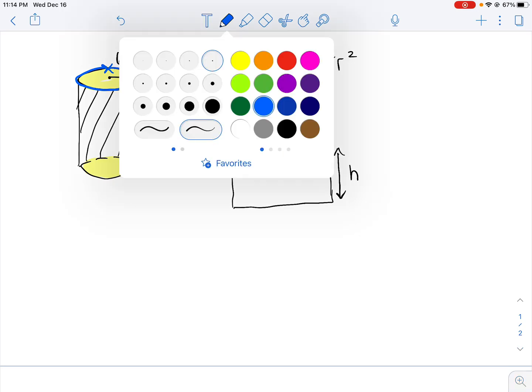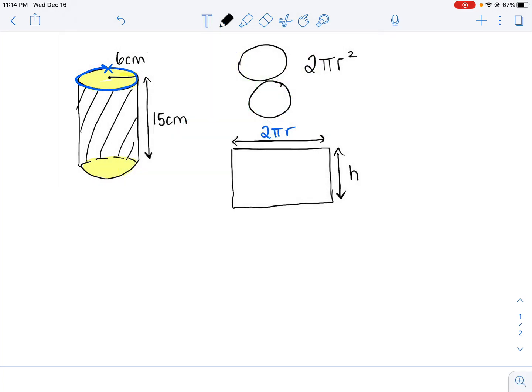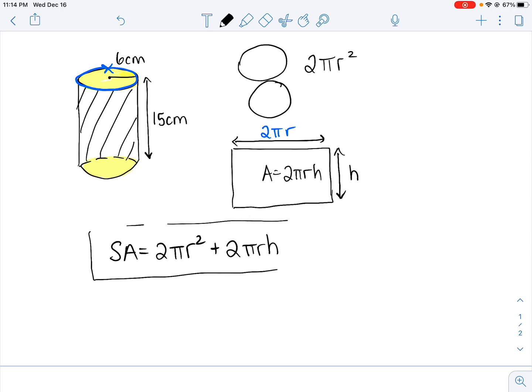So we know now that the formula for the surface area of a cylinder would just be 2 pi r squared plus, to find the area of this rectangle, we just do length times width, which is 2 pi r times h. So 2 pi r h. So that is the surface area of a cylinder.